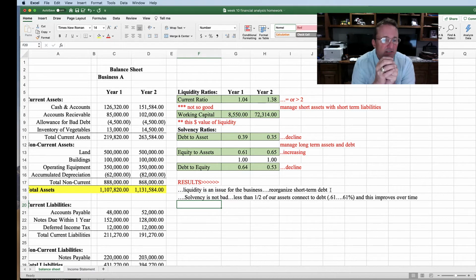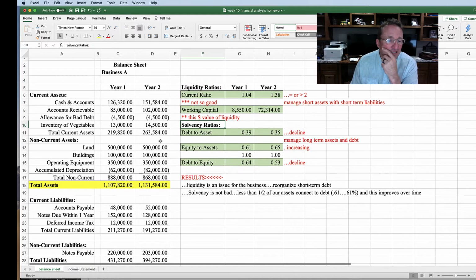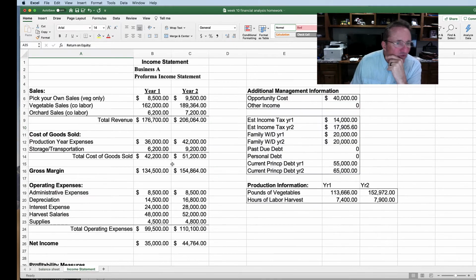So solvency is not too bad. Those are the results that we see there. Okay, liquidity and solvency are definitely balance sheet items. That's what's the health of the overall business. But if we want to grow equity, we've got to figure out how to grow profit. So let's go to the income statement.